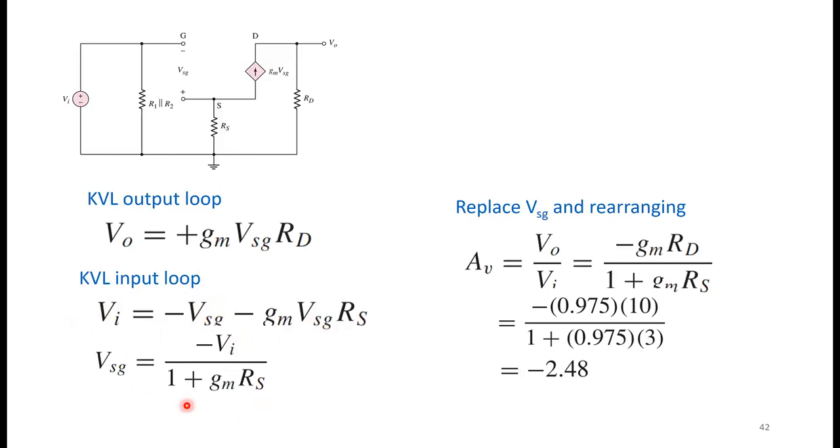So bringing these equations together, you get an expression of Vin and VSG, and you can rearrange to find VSG in terms of Vin, so that you can replace the VSG in the KVL output loop with this expression. Once VSG goes in here and you pull Vin all to the left side of the equation, you get Vout over Vin equals minus gmRD divided by 1 plus gmRS. So you have here, in this case, a voltage gain of negative 2.48.